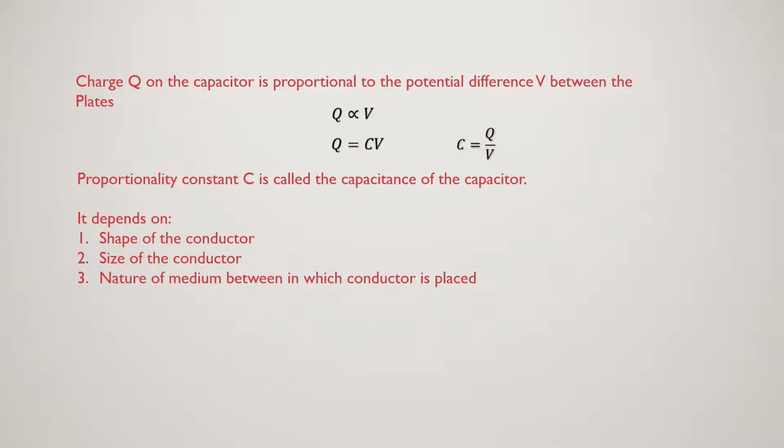As we see from this formula, C equals Q upon V, the capacitance C neither depends upon Q nor upon V. C depends on the shape of the conductor, the size of the conductor, and the nature of the medium in which the conductor is placed.